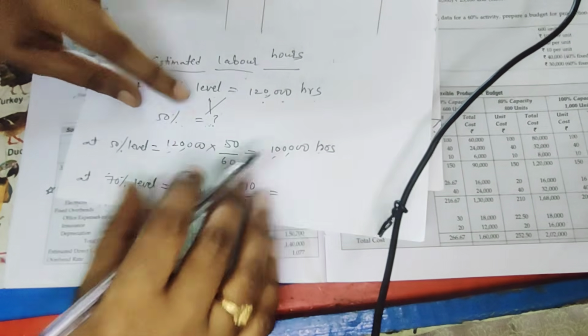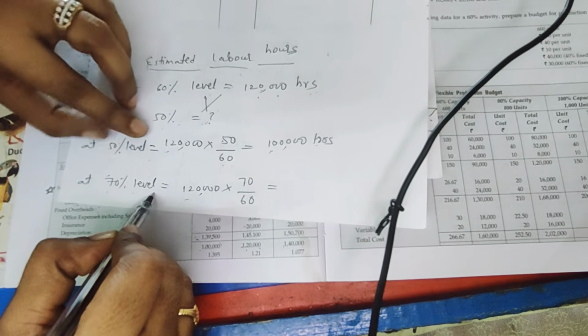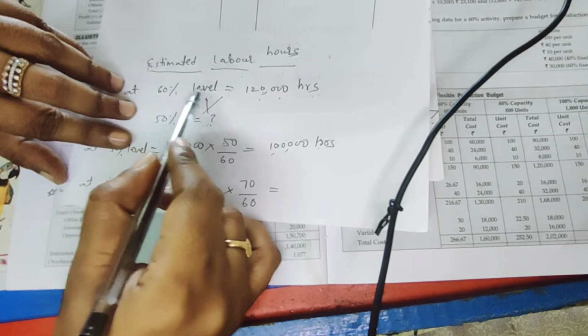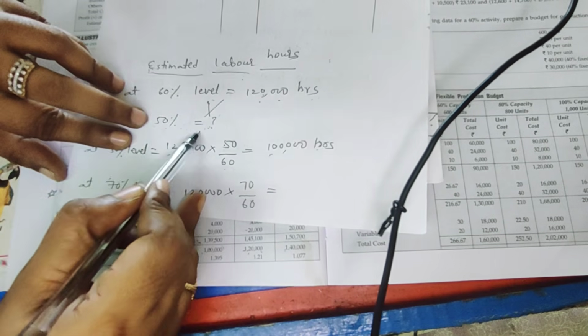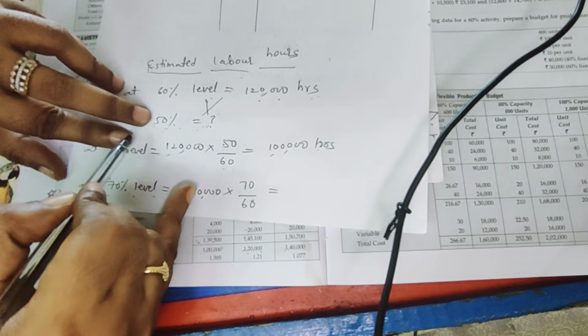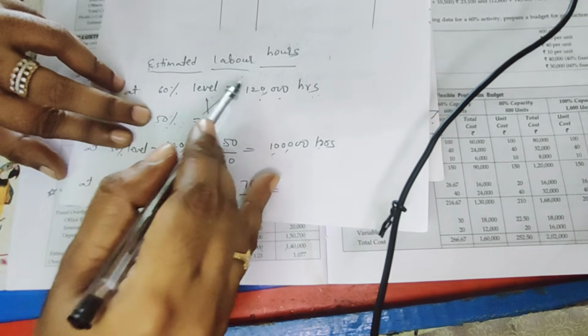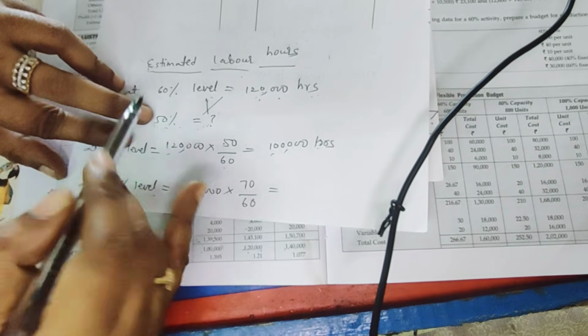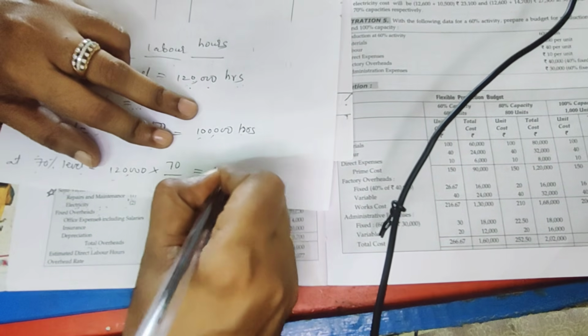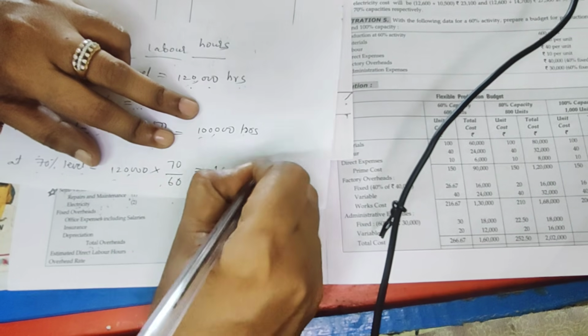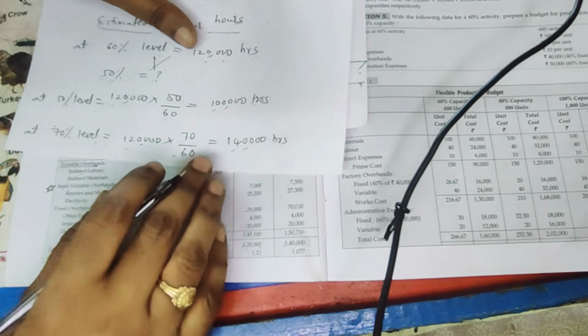In the same way, find out for 70% level. If 60% level is 1,20,000 hours, what about 70%? Instead of 50, change to 70. So do cross multiplication. 1,20,000 into 70 divided by 60. So how much will you get? 1,40,000 hours.